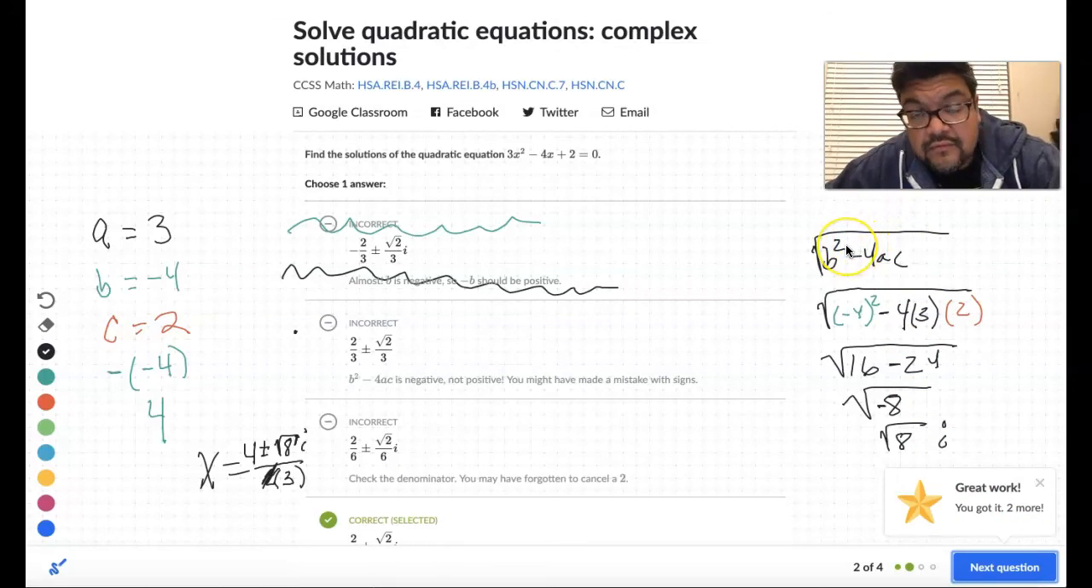So that's a way to use reasoning to figure out how to get through solving quadratic equations with complex solutions. I highly encourage you to try this, and I highly encourage you to do it without actually going through each and every part of the quadratic formula here, but just trying to reason your way through it as best you can. Good luck.